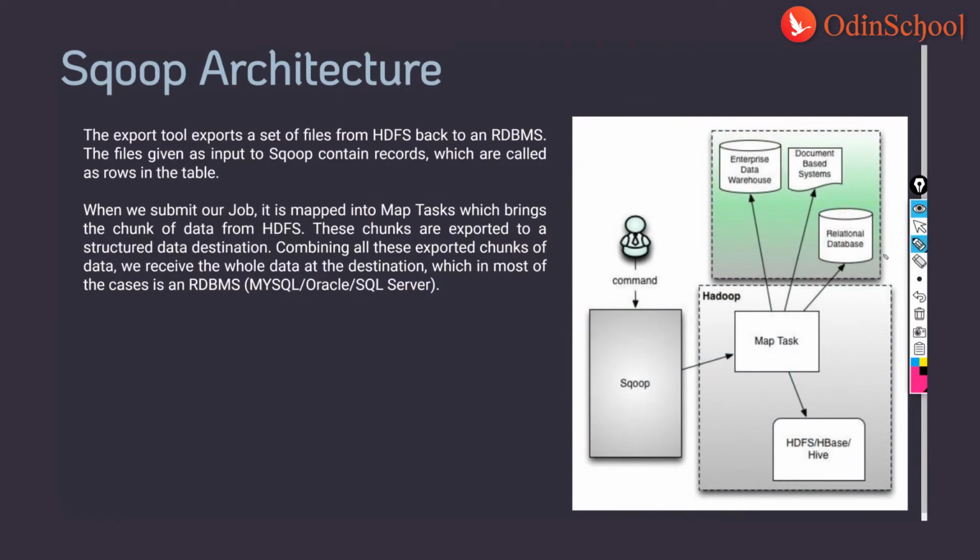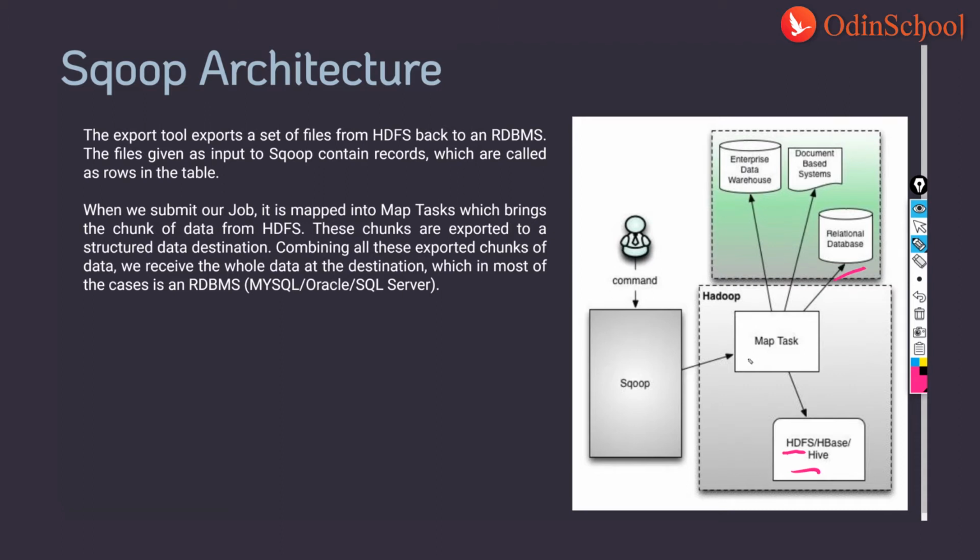Then if we see the export utility, it does exactly the reverse. It takes data from HDFS and writes it back to the RDBMS. When we submit our export job, it is again mapped to multiple mapper tasks, which bring chunks of data from HDFS, and these chunks are exported to a structured data destination. This is very important, because Sqoop will never work with unstructured data. Combining all these exported chunks of data, we receive the whole data, right?